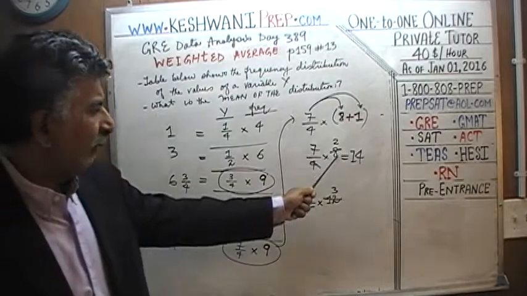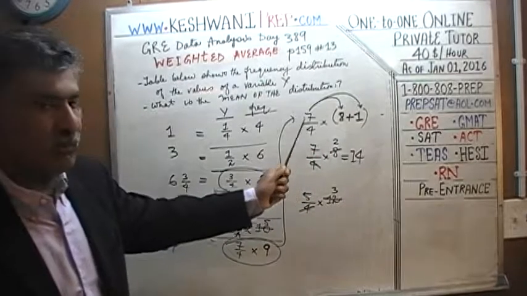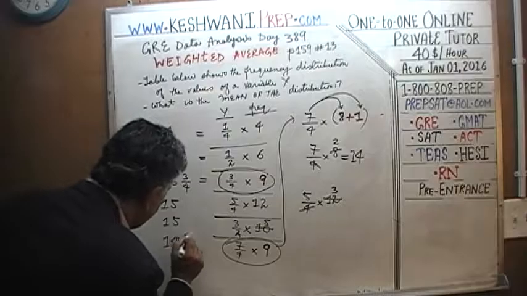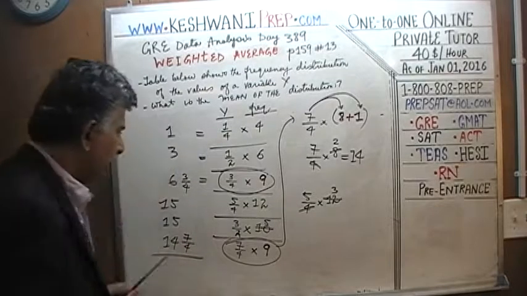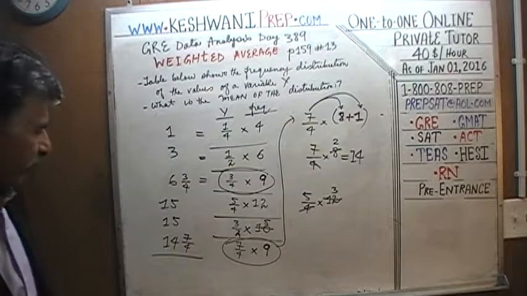We don't have 8 7 quarters, we have 9 7 quarters. We need 1 more 7 quarters. Leave it like that. Don't fuss about it. Just leave it like this.